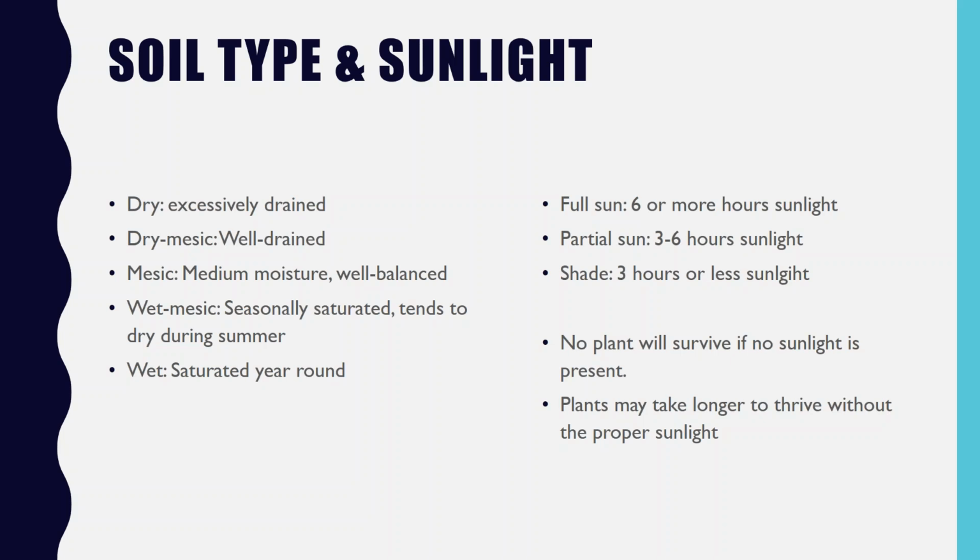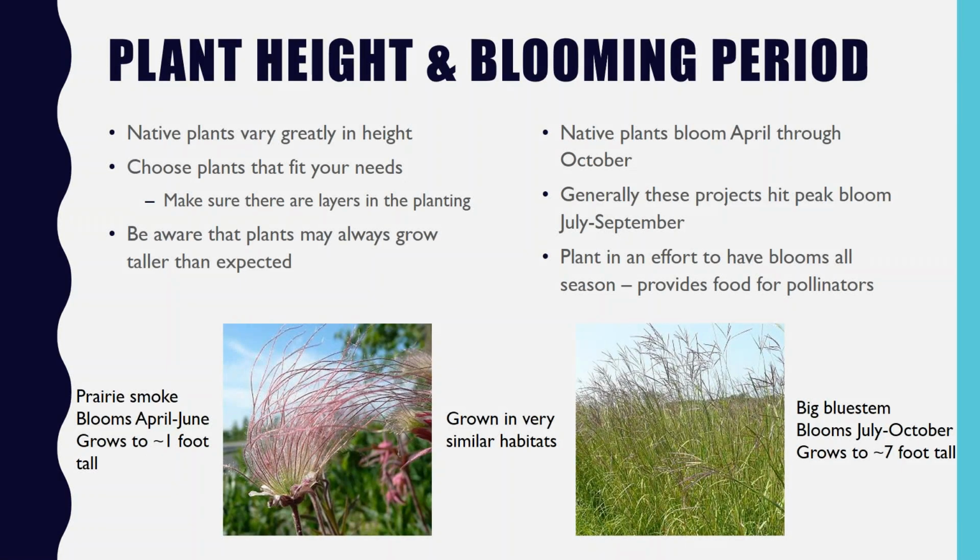Obviously, no plant will survive if it doesn't have sunlight. So you can't just plant stuff and hope it grows if there's no sun. And the other thing is, if your plant is on the edge of one of the options, it may take a little longer to thrive if it's not getting its prescribed sunlight. Plant height and blooming period is another thing that a lot of people sometimes forget to take into consideration when choosing their plants, and then become unhappy because plants get really big.